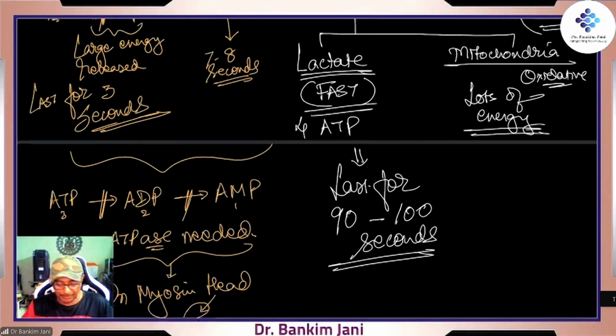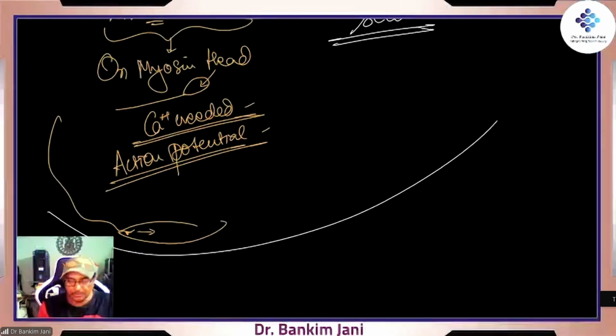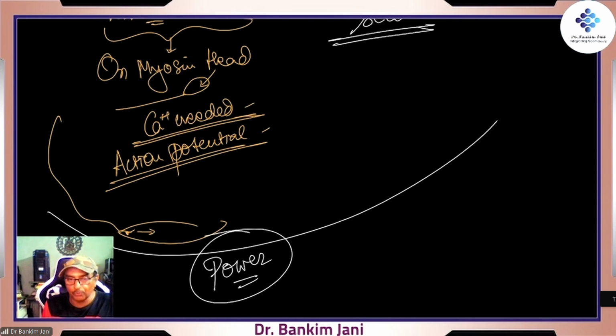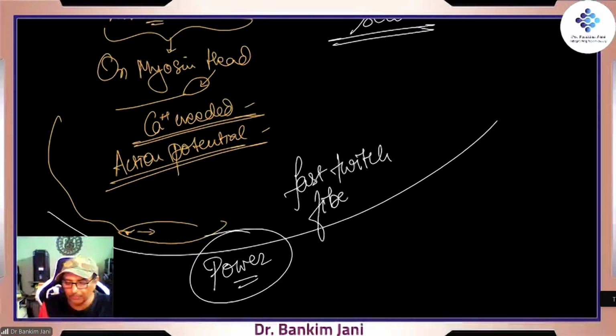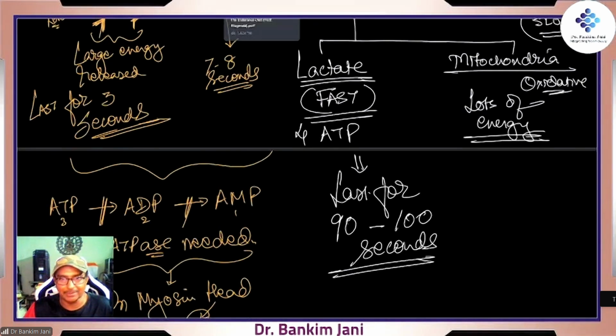So again, you can consider that these systems are for what? They are for power. So who will be using it? Obviously, fast twitch fibers. Right? It will be used by fast twitch fibers. So that's how they really use it. So on to the third one, which you must have guessed.